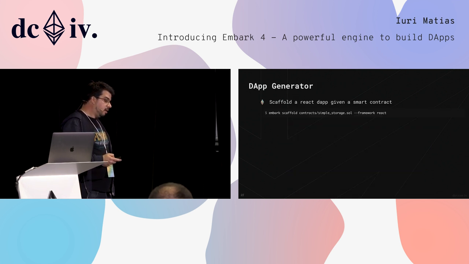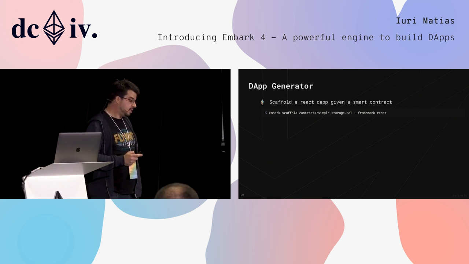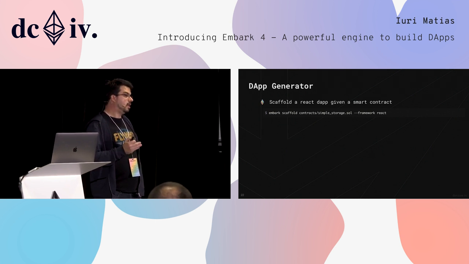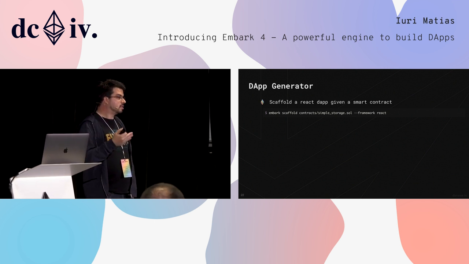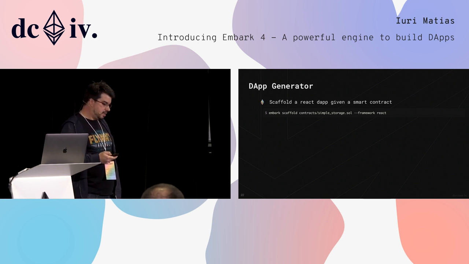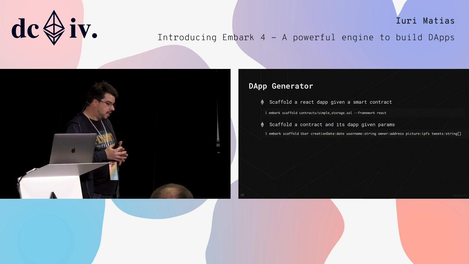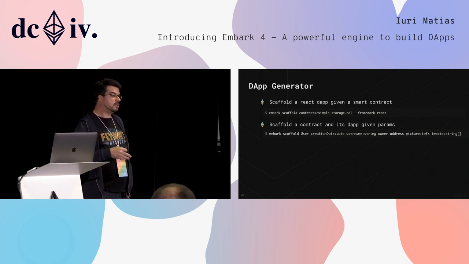We are also including an experimental DApp generator. The idea is that you can give Embark a contract, and it will attempt to generate a React app that works for that contract, which can be quite handy for prototyping. And we went a level deeper: for particular cases, you can also just specify a model, and it will create the contract and the DApp based on the configuration that you did.